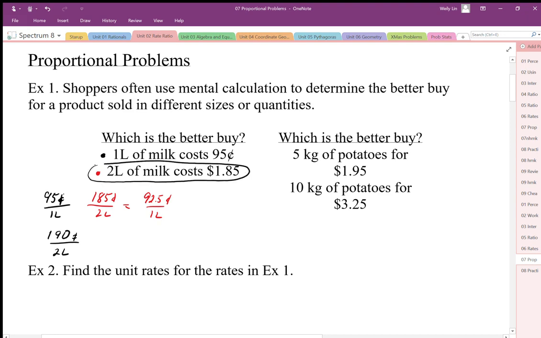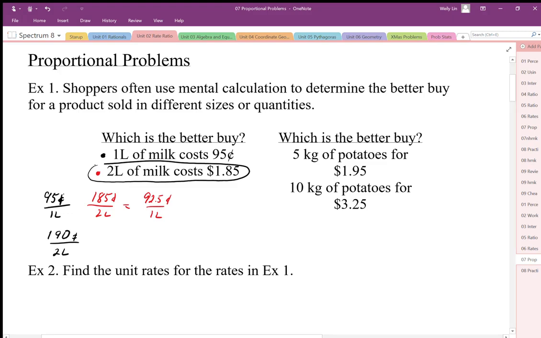Now I did this as a rate of cents per liter, but I could also flip that rate around and say liters per cent. And then I would be looking for the bigger value, the more liters for the same number of cents or dollars would be the better buy.